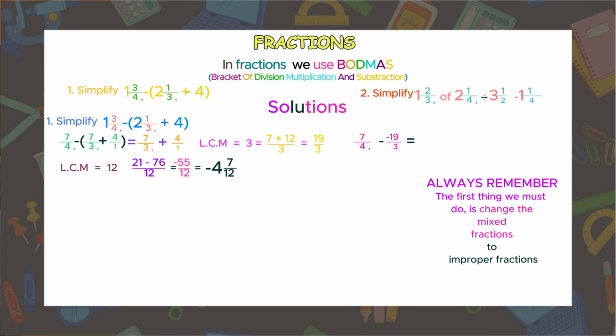It means fraction, 7 over 12. Now, that is the solution to the first question. Then the second question. The second question says simplify: 1 whole number 2 over 3 of 2 whole number 1 over 4, divided by 3 whole number 1 over 2, minus 1 whole number 1 over 4.